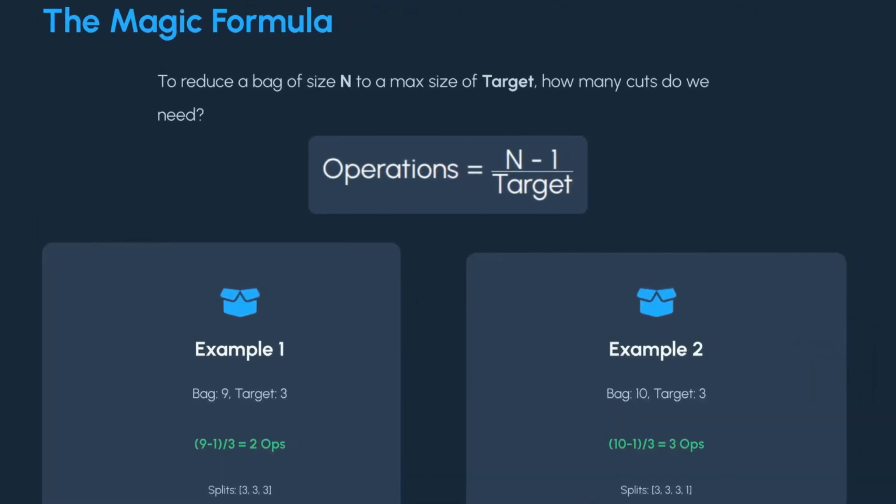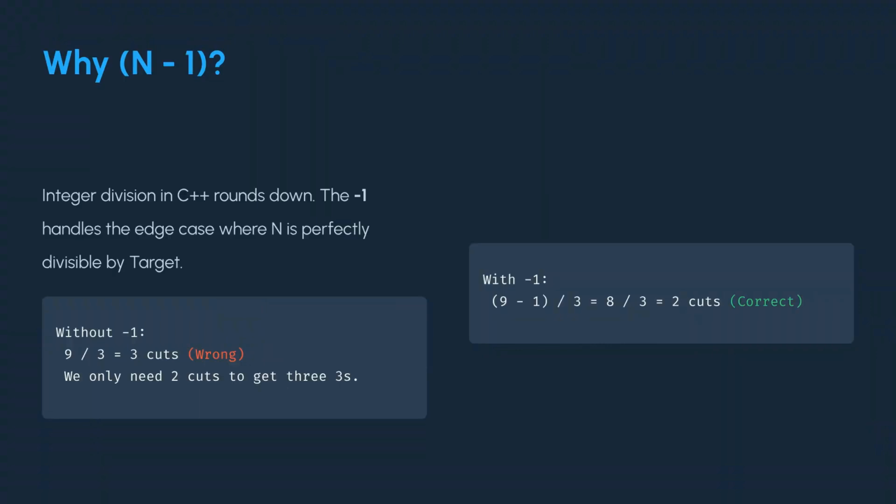To verify a target size, we need a formula for the required operations. To reduce a bag of size n to a maximum size of target, the operations needed is (n-1) divided by target. Please go through the examples below. The -1 is critical, especially when n is perfectly divisible by target, because integer division in C++ rounds down. For example, 9 balls with a target of 3 requires 2 cuts, not 3.